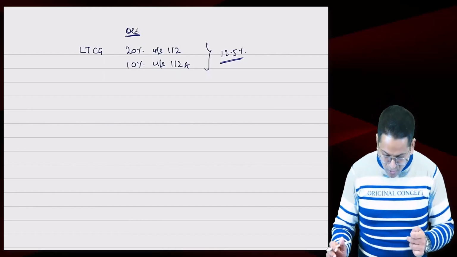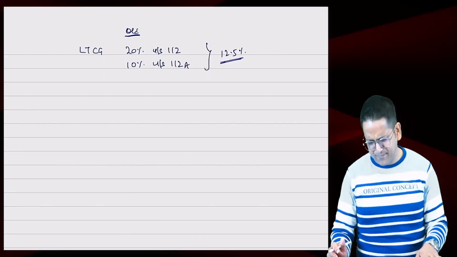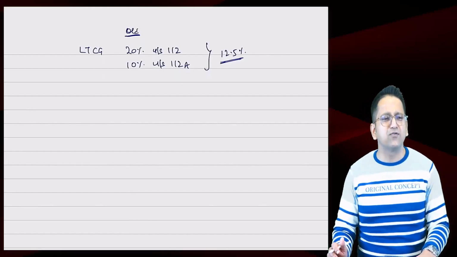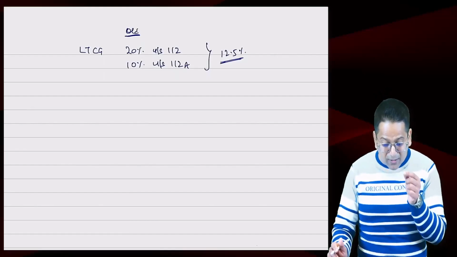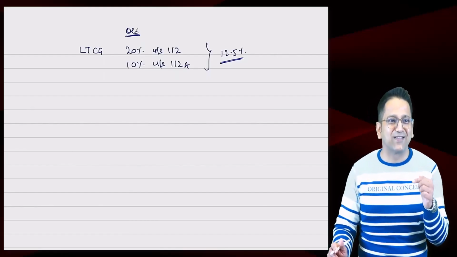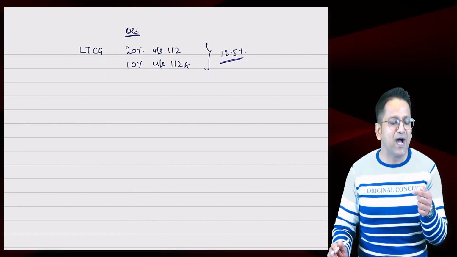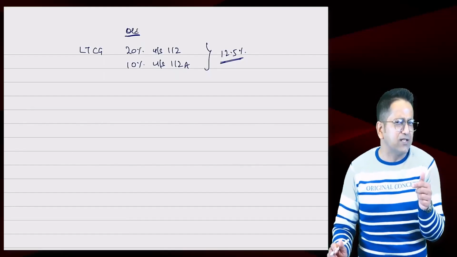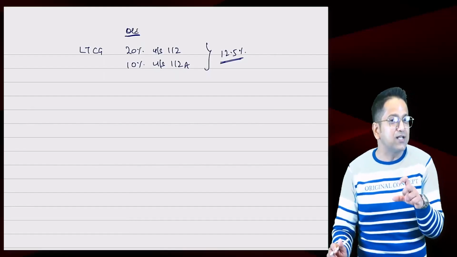Okay? Now you will say there is a benefit. What is the benefit? This 20% is now 12.5%. Even though the government is charging 12.5% on the 10%, there is a loss here. There is only a small loss, but the 20% is now 12.5%.